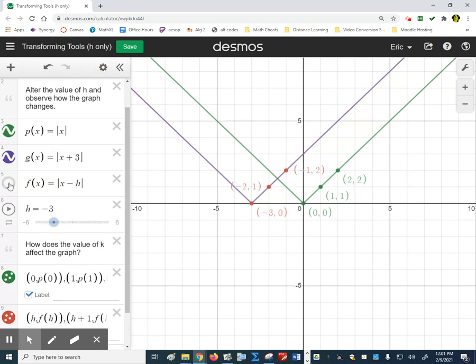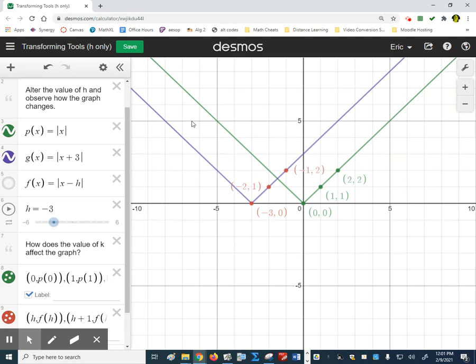Right? That's what we did, isn't it? The absolute value of x plus 3 means that we've subtracted a negative 3. So the value of h is negative 3. So we went left by 3. That one's a little bit counterintuitive, isn't it?